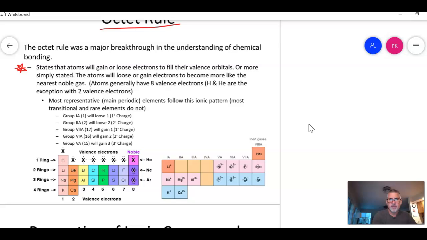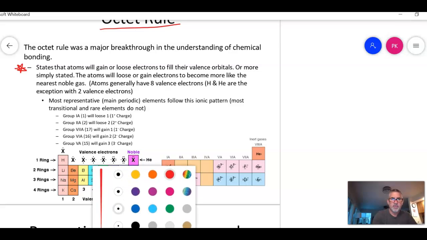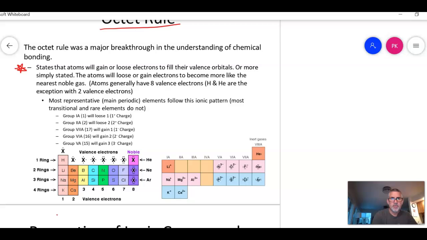So in group 1A, they'll form a 1 positive charge. In 2A, they'll form a 2 positive charge. If I skip all the transition metals, 3A will be 3 positive. In 4A, I'll get my 4 positive charges for my metals, but some of those can form multiple charges because they're more like transition metals.